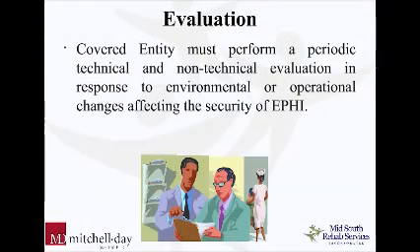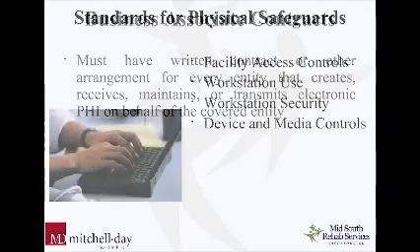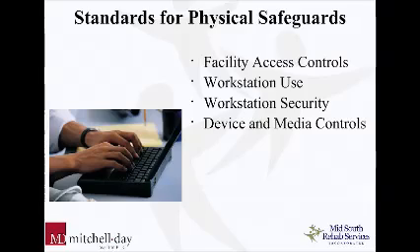Evaluation. The covered entity should perform a periodic technical and non-technical evaluation. So that's where they're looking at all the firewalls and things, but they're also looking at the policies and procedures. They're looking at the people. They look at all that in response to environmental or operational changes which affect the security of the EPHI. BA contracts. You have to have a written contract in place for any BA that you use. That's pretty self-explanatory. Standards for physical safeguards and facility access controls, workstation use, workstation security, device and media controls.